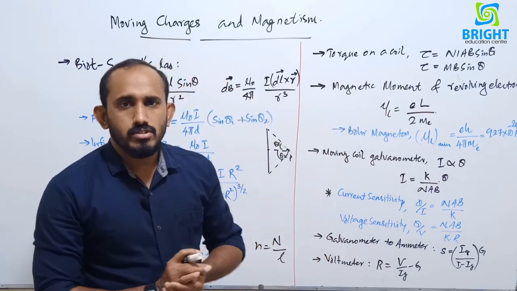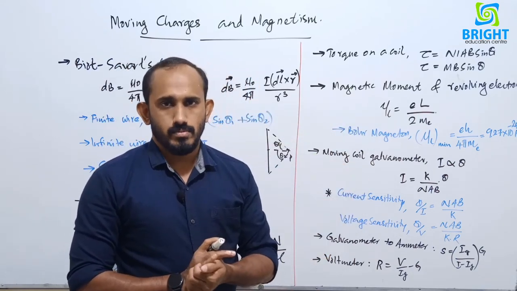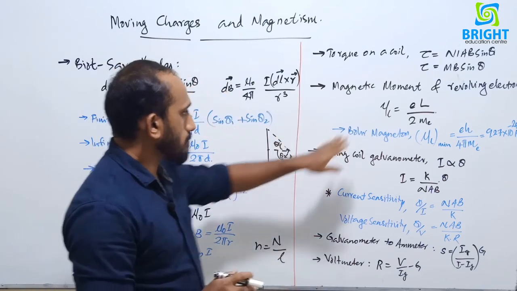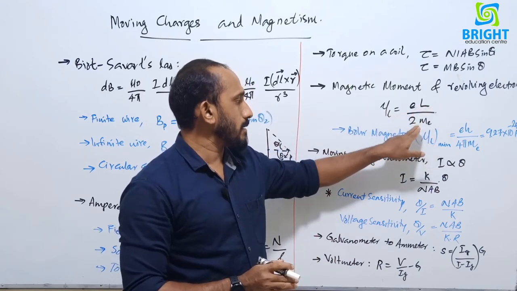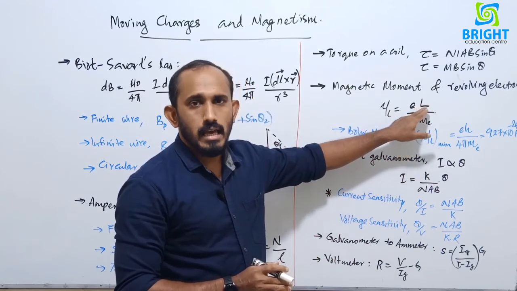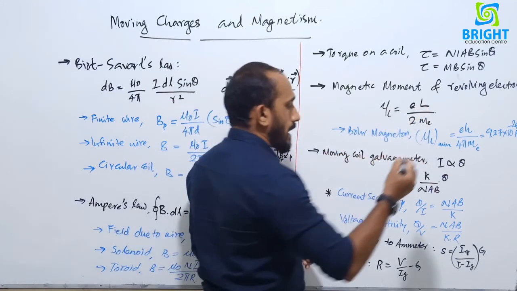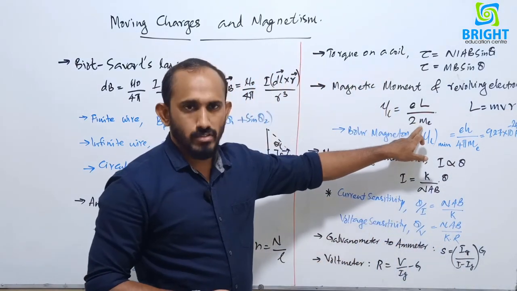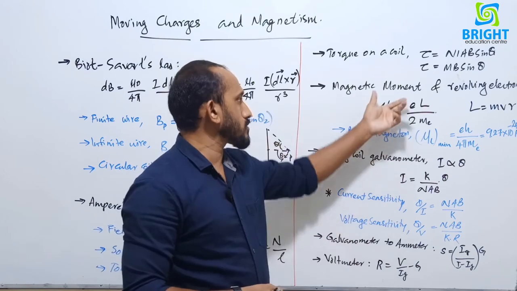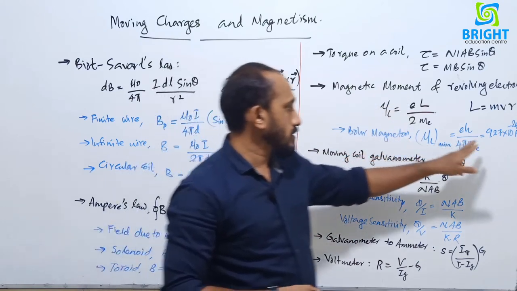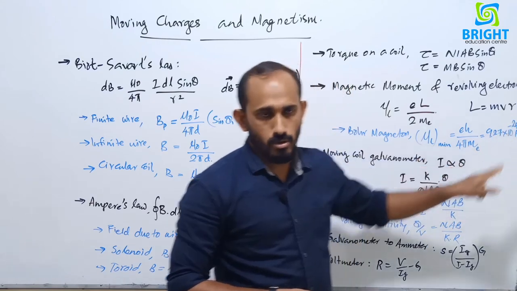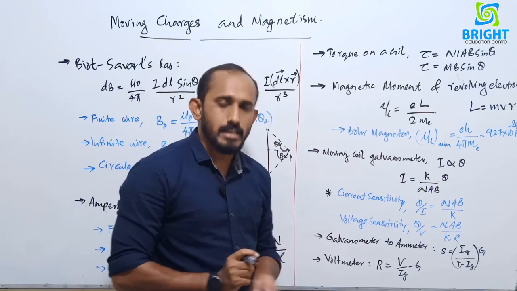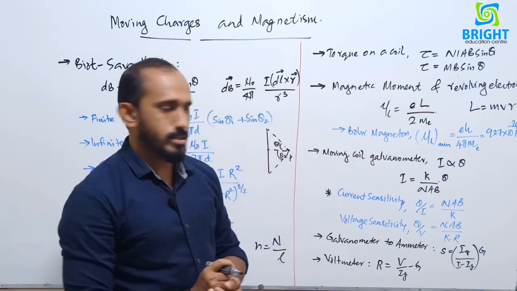Then if an electron is moving in an orbit around a nucleus, like a hydrogen atom, we can have a magnetic moment of this revolving electron. This mu L is equal to eL divided by 2 m e, where e is the charge, L is the angular momentum. Angular momentum L is equal to m v r, where m is the mass of the electron. The least value of this magnetic moment is known as the Bohr magneton. Its value is 9.27 times 10 raised to minus 24 ampere meter squared, the Bohr magneton. So for a revolving electron around a nucleus, there will be a magnetic moment.